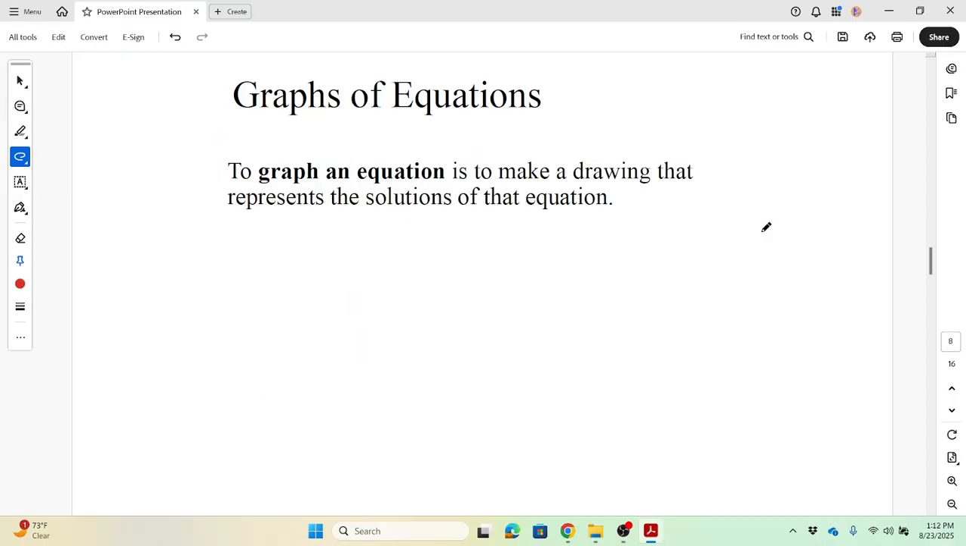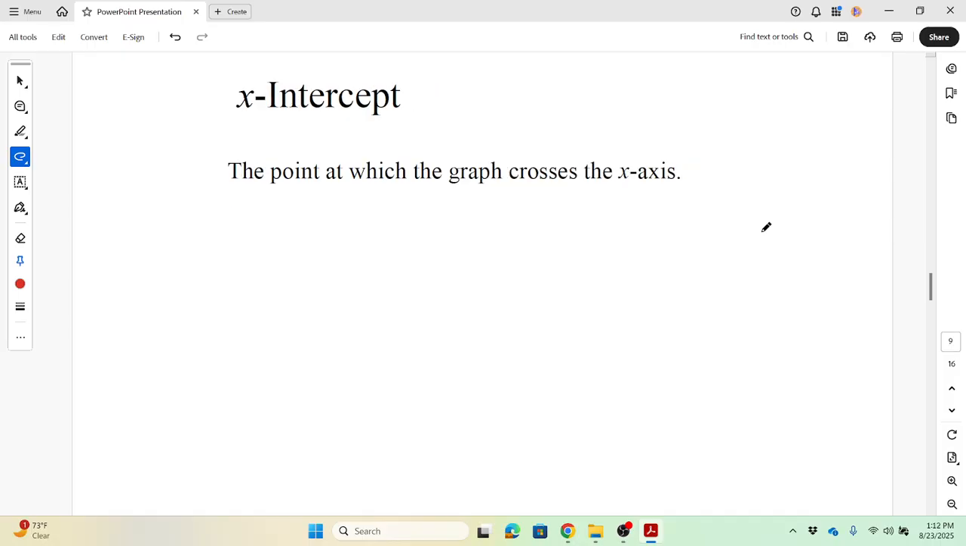Our goal is to plot the graph of an equation, and to plot the graph of an equation, we need a collection of solutions of that equation. How do we do that? We need to find some solution points. For that, there are very, very interesting points. We are going to talk about them first.